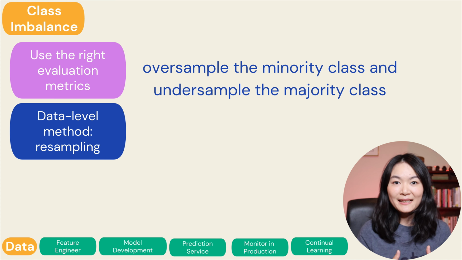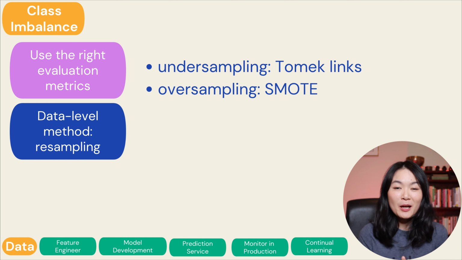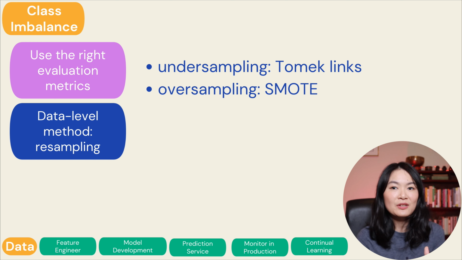Oversample the minority class and undersample the majority class. A popular method for undersampling is Tomek links, which find pairs of samples from opposite classes that are close in proximity and remove the sample of the majority class in each pair. A popular method of oversampling low-dimensional data is SMOTE, S-M-O-T-E, which synthesizes novel samples of the minority class through sampling convex combinations of existing data points within the minority class.